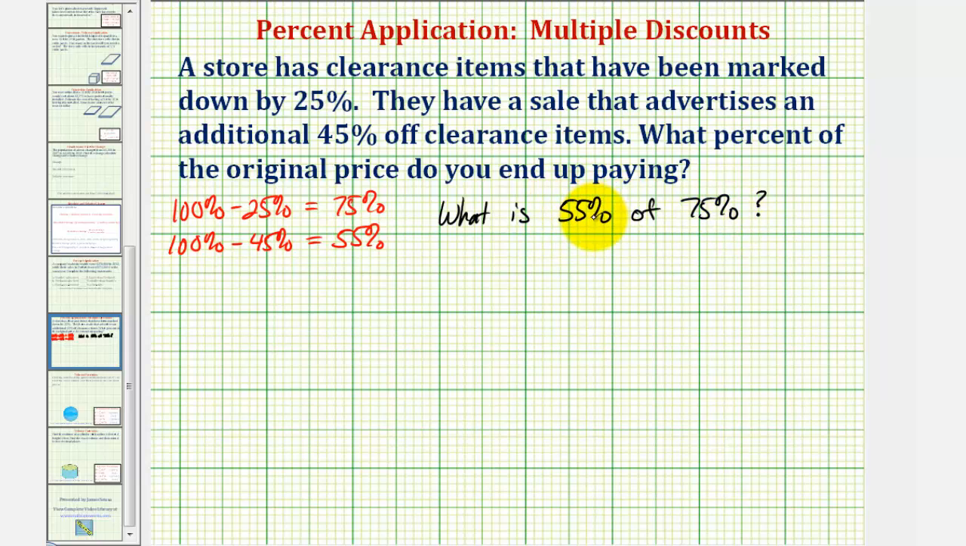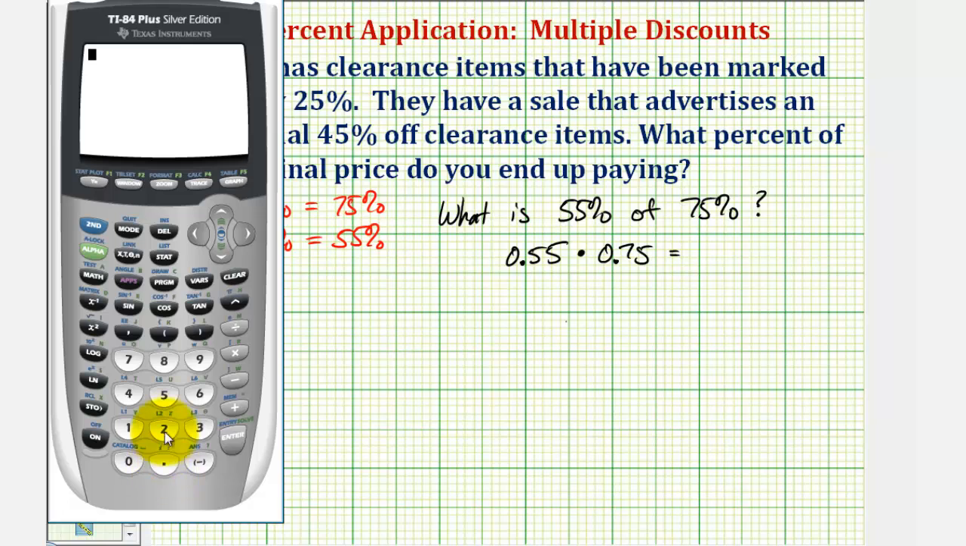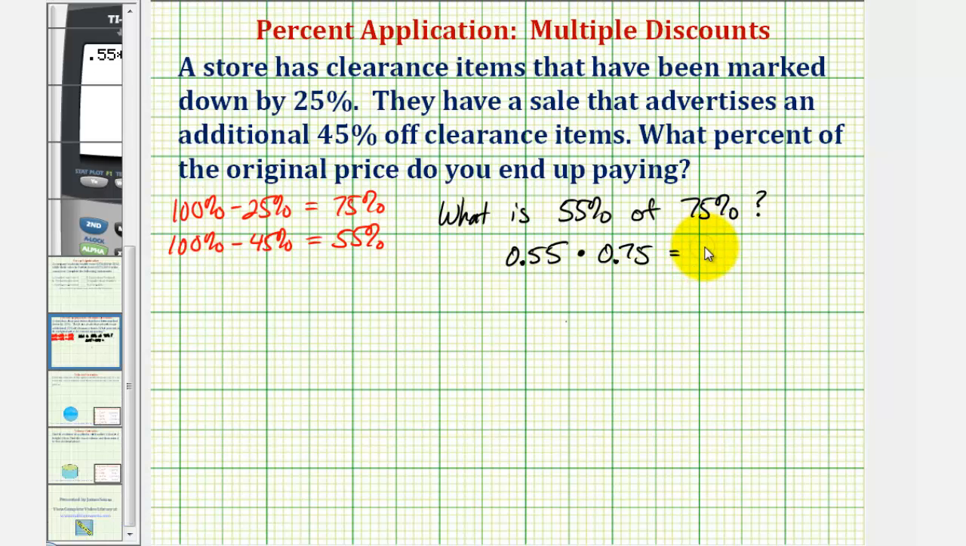So 55% as a decimal would be 0.55 times, to be consistent, let's also convert 75% to a decimal, which would be 0.75. Now we'll multiply. 0.55 times 0.75 is 0.4125.